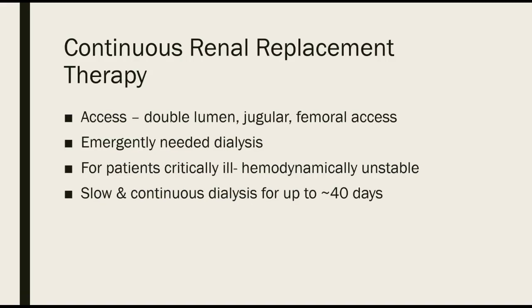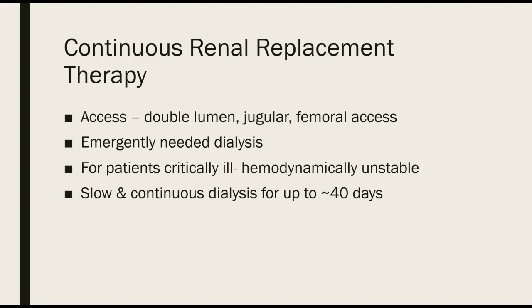All right, moving on to the different types of continuous renal replacement therapies. This is for somebody who is emergently needing dialysis treatment. This is somebody who is receiving this over an extended period of time, over 24 hours. It can actually end up being slow and continuous up to 40 days.